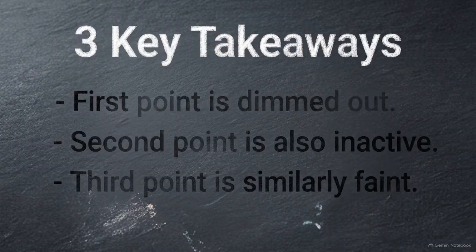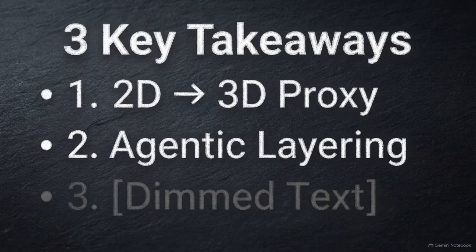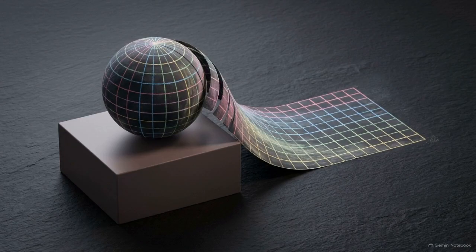Here is the 30-second summary. First, using panoramic proxies bridges the gap between 2D diversity and 3D geometry. Second, agentic semantic layering creates true explorable depth. Third, integrating Hunyuan 3D guarantees the final output is populated with physics-ready, enclosed meshes. That's the breakdown for HunyuanWorld 1.0.